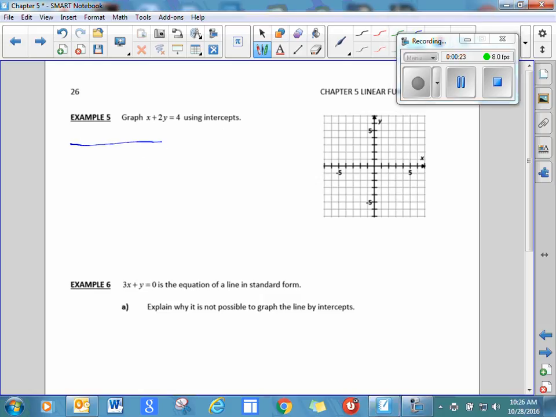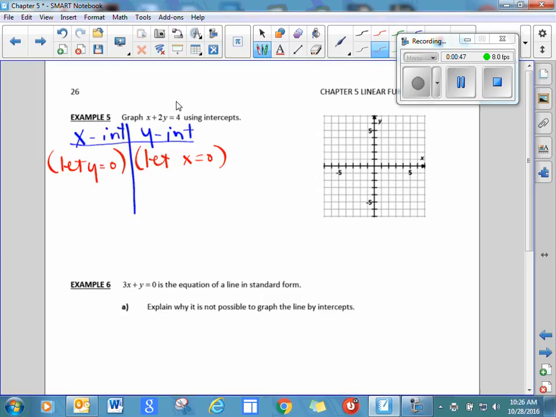Again, I draw a t-chart, and I put the x-intercept at the top of one column and the y-intercept at the top of the other column. Remembering, when we are trying to find the x-intercept, we're going to let y be 0 and figure out what the x has to be for the point. And the opposite, when you're finding the y-intercept, you're going to let x equal 0 and solve the equation.